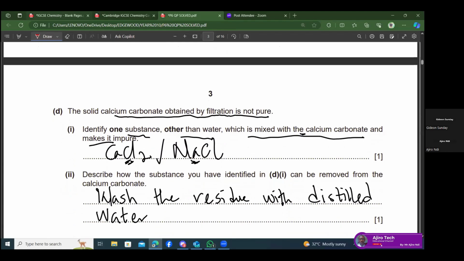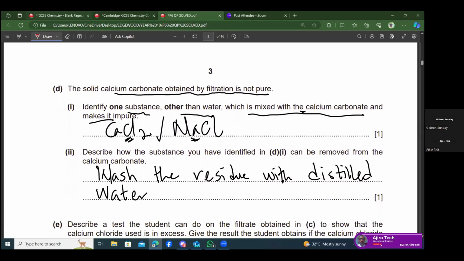Now, the second question says, describe how the substance you have identified in D1 can be removed from the calcium carbonate. Just like when you're preparing an insoluble salt, after you have filtered, the next step is to what? To wash the residue with distilled water. So by washing the residue, which is calcium carbonate, we can remove the impurities.